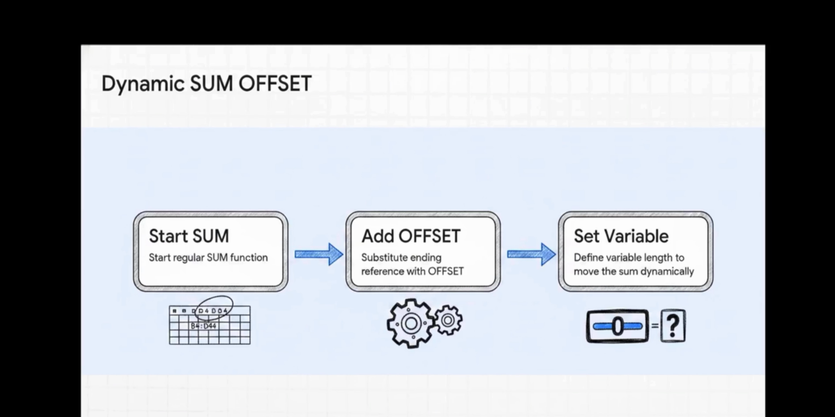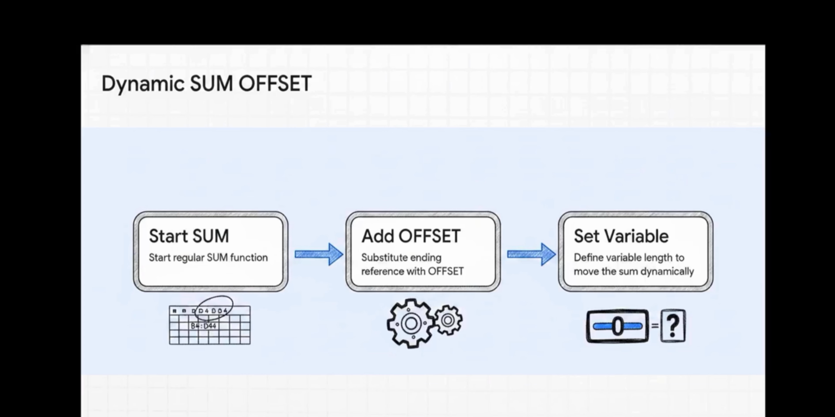Another massive upgrade is making your basic functions dynamic. Let's take the standard SUM function. Normally, you sum a static, frozen range like B4 through D4, but imagine your sum formula has a flexible, sliding window. By substituting the ending reference of a basic SUM formula with an OFFSET function, your calculation dynamically moves. OFFSET tells Excel to start at a specific anchor cell and move over a certain number of columns or rows.